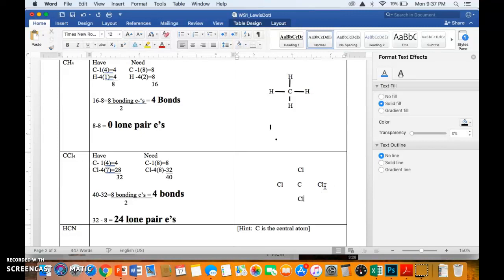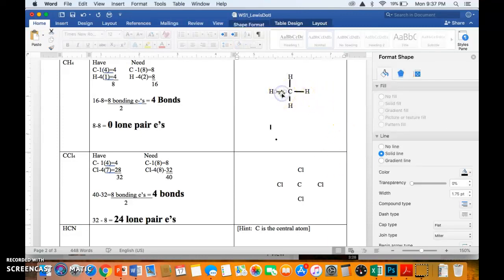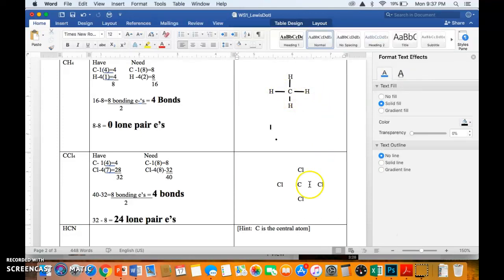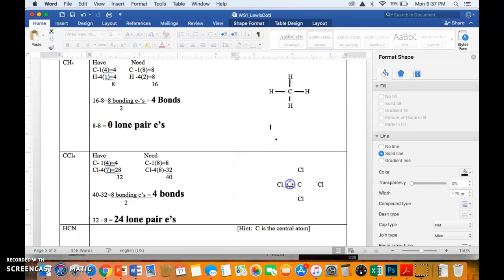So I've written my elements so that the other elements are surrounding my central element. And now I'm ready to add my bonds. Remember, everything is going to be bonded to my central atom. So I'm going to have 4 bonds, and it just so happens that I have 4 elements to add those bonds to. So this first bond is going to go between a carbon and a chlorine.